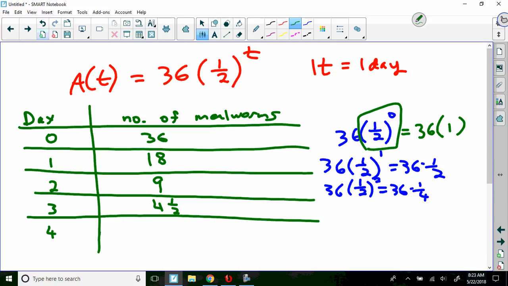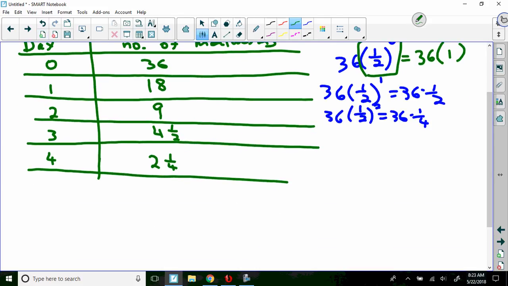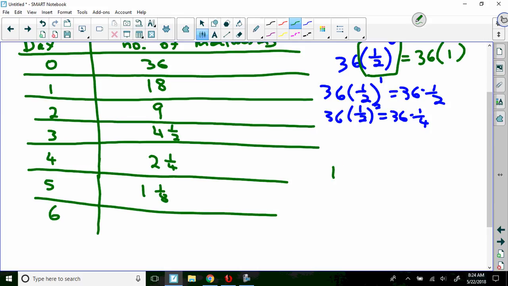And then when we get down to day 4, how many are going to be left? 2 1/4. Awesome. Good. 2 1/4, or 2.25 if you prefer decimals. And then when we get down to the 5th day, we're going to have 1 1/8. And when we get down to day 6, oh man, half of 1 1/8. 1 1/8 is 9/8. So half of 9/8 is 4.5/8, or 9/16.